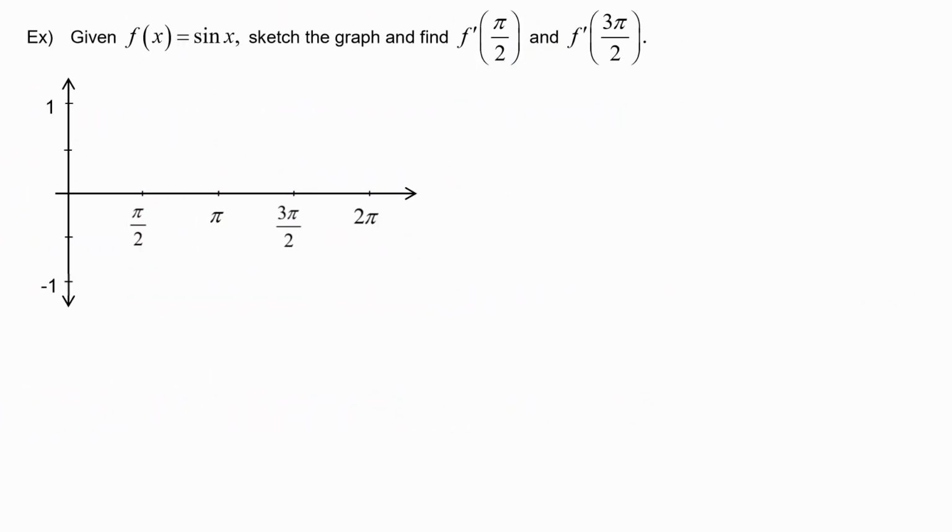Given f of x equals sine x, sketch the graph and find f prime of pi over 2 and f prime of 3 pi over 2. For sine of x, we know the 5 key points are that it starts at a root, then at the quarter point, it hits its maximum, so pi over 2, 1. Then it goes back to a root, pi, 0. Then it hits the min, 3 pi over 2, negative 1, and ends at a root, 2 pi, 0. So we connect up those points.